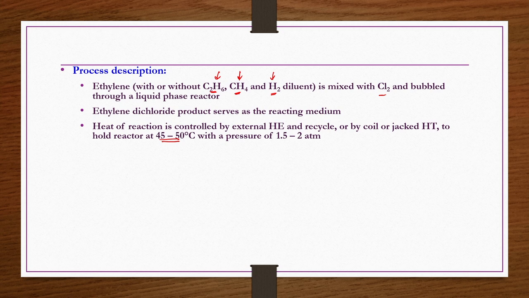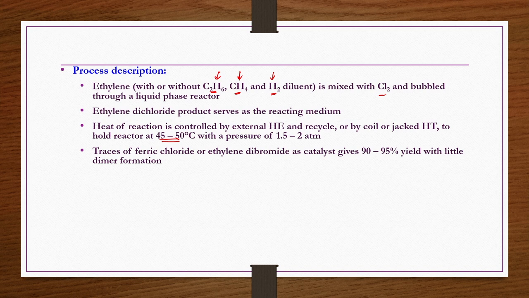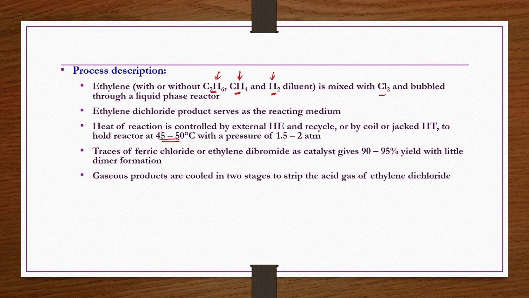This is because the process we discussed is for the liquid phase reaction. If you are doing it for the gaseous phase reaction, then the conditions may be different. Traces of ferric chloride or ethylene dibromide as catalyst give 90 to 95% yield with little dimer formation. Gaseous products are cooled in two stages to strip the acid gas of ethylene dichloride.